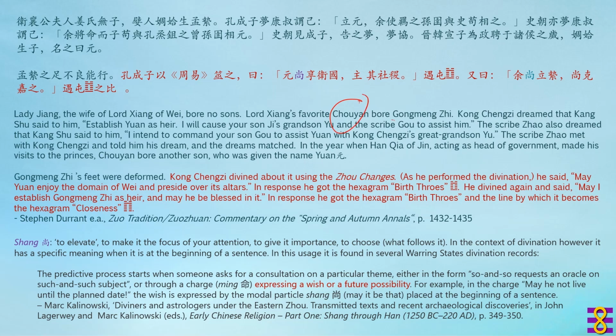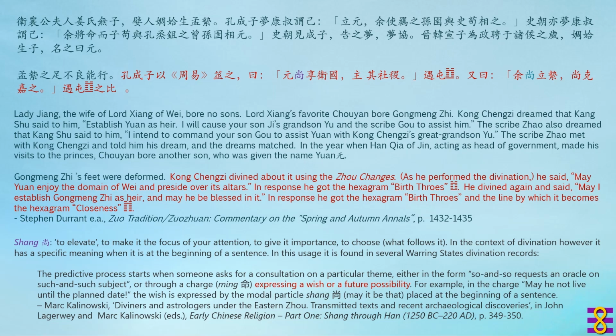who bore Gongmeng Zhi. So that's number one, that's the firstborn. And then she bore another son who was given the name Yuan because of these two dreams. So Gongmeng Zhi, the firstborn, his feet were deformed. Oh, the poor boy. Kong Chengzi divined about it using the Zhao changes.